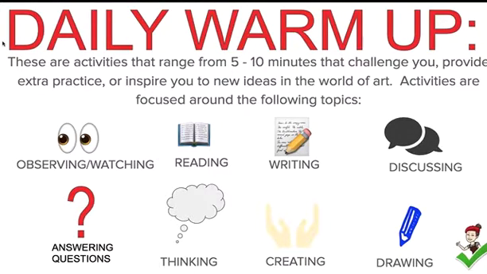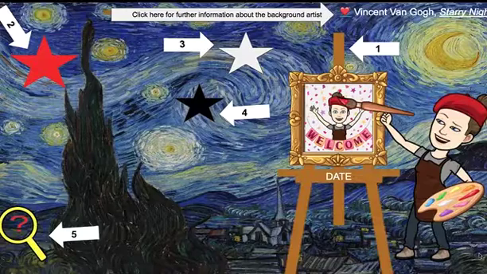These are activities that range from 5 to 10 minutes that challenge you, provide extra practice, or inspire you to new ideas of the world of art. Activities are focused around the following topics: observing and watching, reading, writing, discussing, answering questions, thinking, creating, and drawing. Once you've completed the activity that is listed for that day, you would then either submit it to Google Classrooms if that's what it asks, or you'd move down and click on to the next, go back to your classroom and go on to the next task.